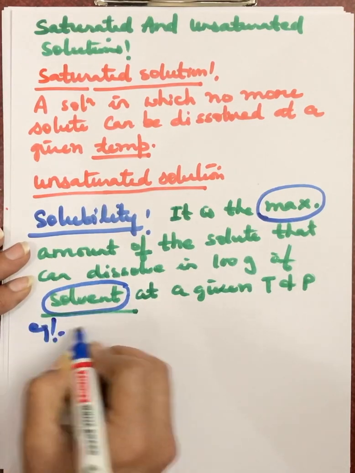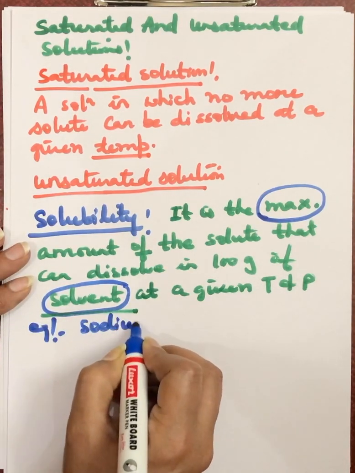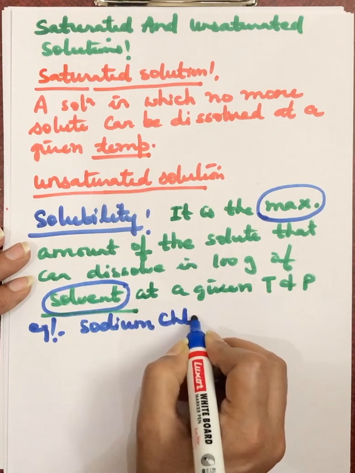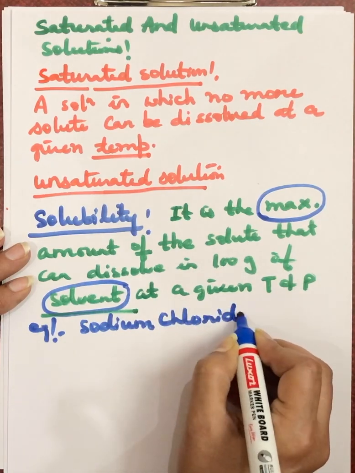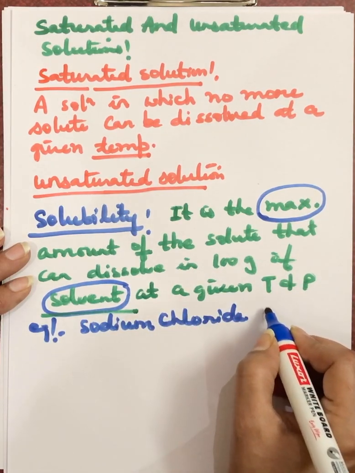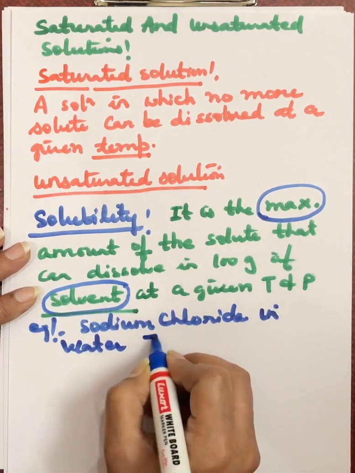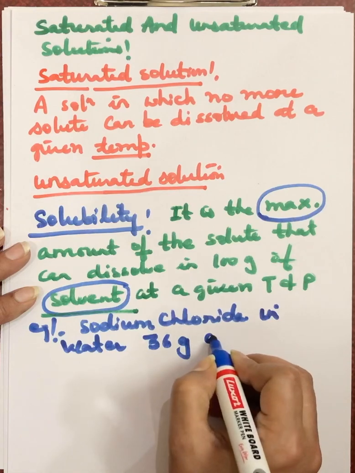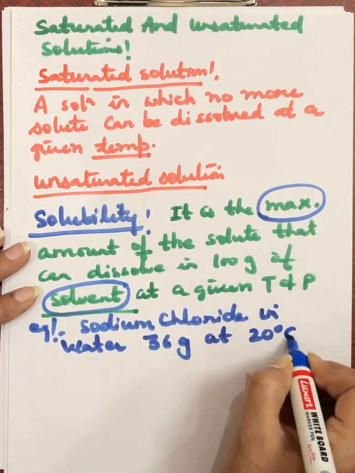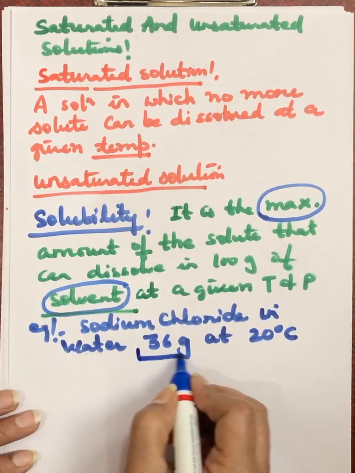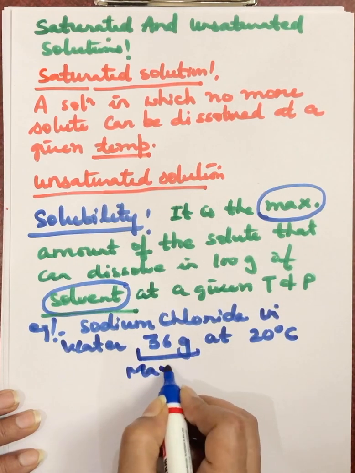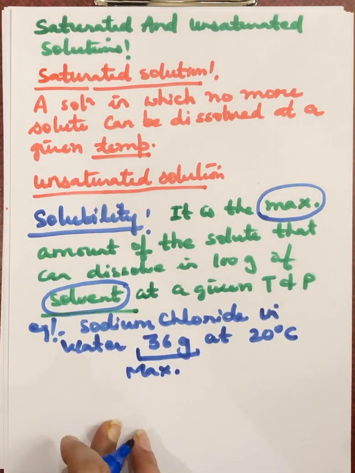For example, if we take salt, common salt that we use in our kitchens, which is called sodium chloride, it can dissolve in water 36 gram at 20 degrees Celsius. Maximum how much amount can dissolve? 36 gram can dissolve at 20 degrees Celsius.